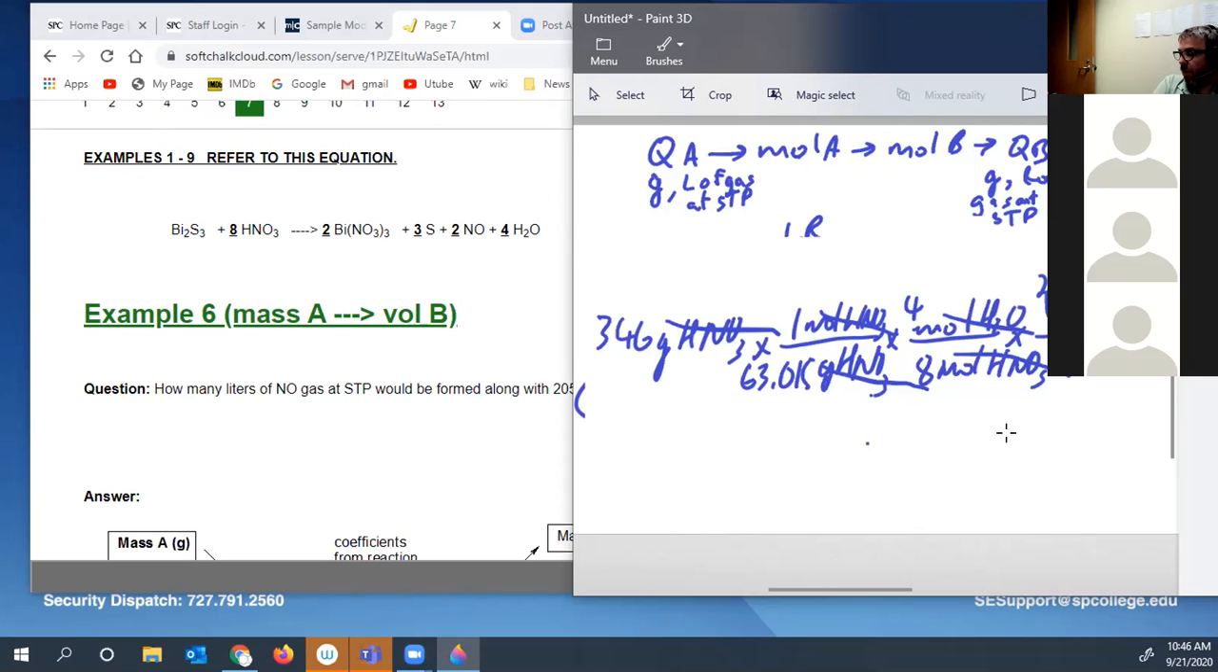But always also understanding that anything over something is always equal. So 1 mole of HNO3 is equal to that many grams, 63.015 grams. 4 moles of water is equal to 8 moles of HNO3 from the reaction. And 22.414 liters of water is equal to 1 mole of water. So it's foolproof if you're understanding that part of it.